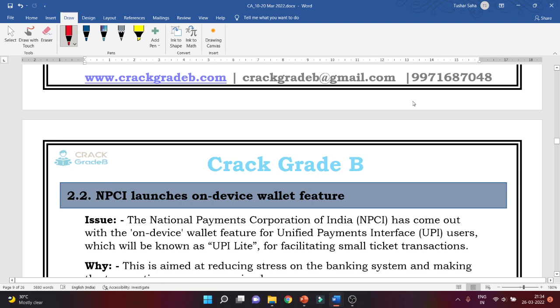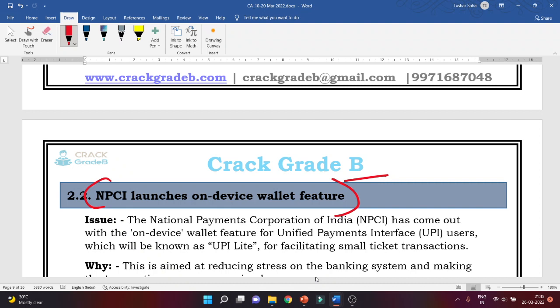Next comes NPCI launches on-device wallet feature, right? So this is also a very important piece of news. Again, I would change my statement. I told you that if you had to remember just one piece of news from this entire document, then it's the microfinance loan. But again, I would say it would be a wrong decision to read just one. You should read this as well, because this is as important as that microfinance loan.